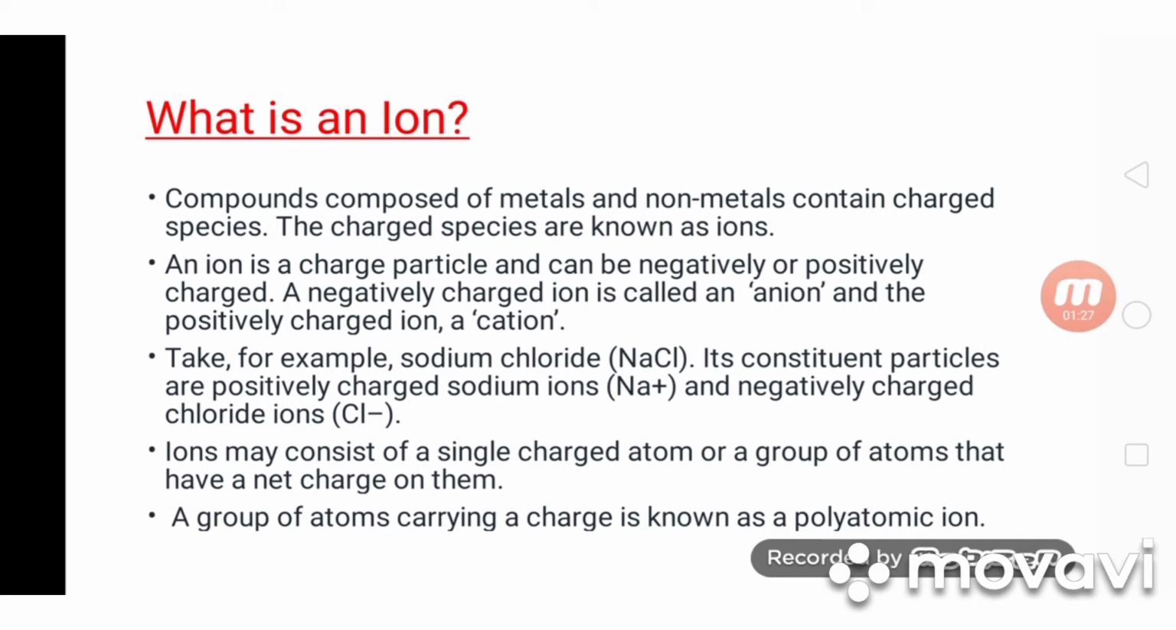Ion happens to be one of the most important sections in this chapter. Few important points regarding ions shall always be remembered. A negatively charged ion is called an anion and a positively charged ion is called a cation. Ions can consist of either a single charged atom or group of atoms that have a net charge on them. And finally, group of atoms carrying a charge are called polyatomic ions. Let us now move forward.